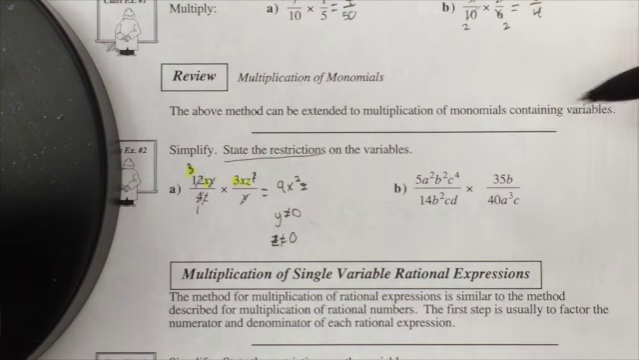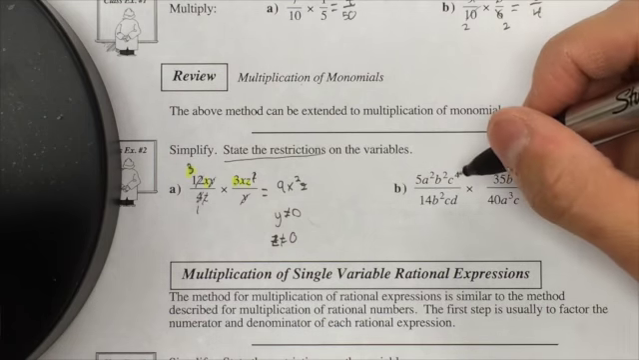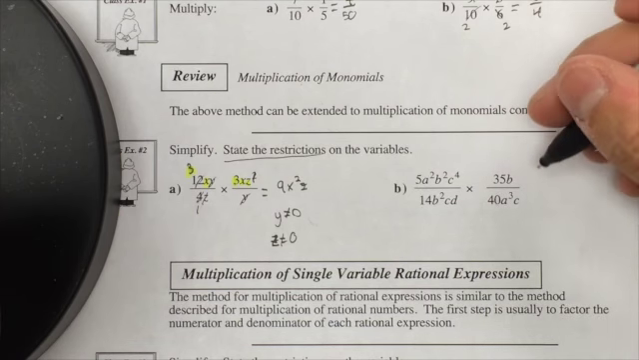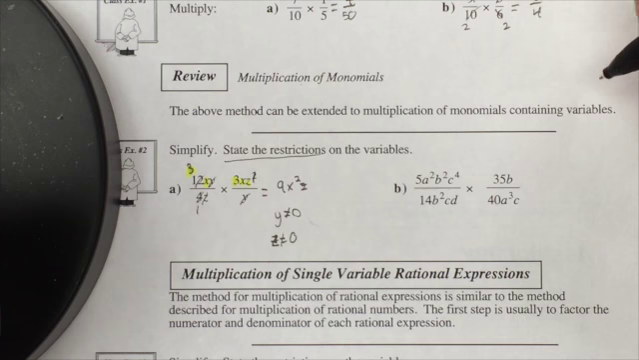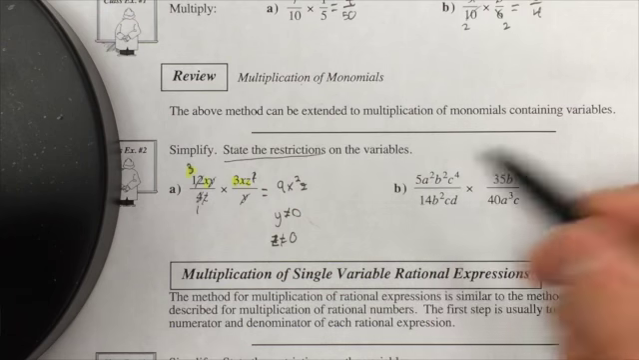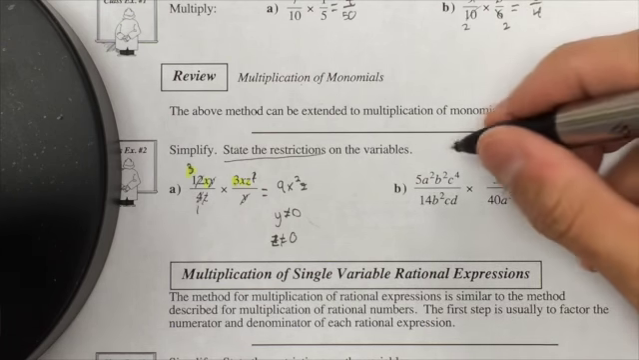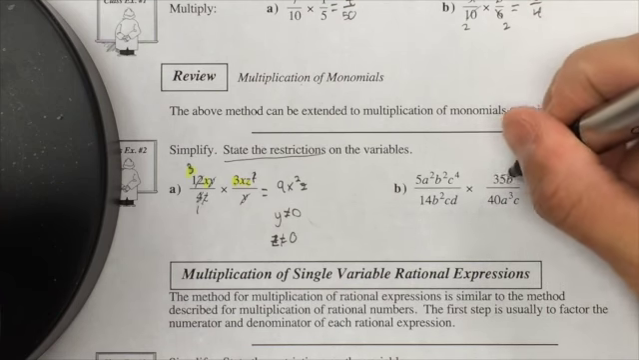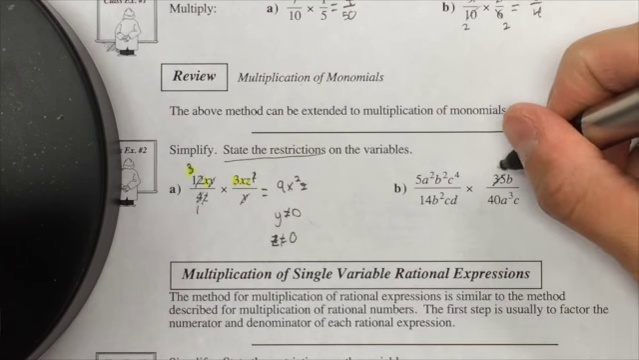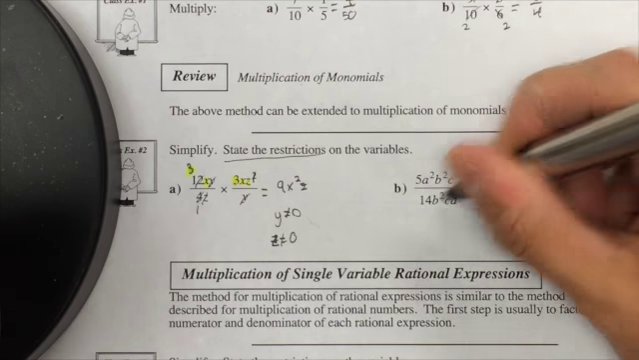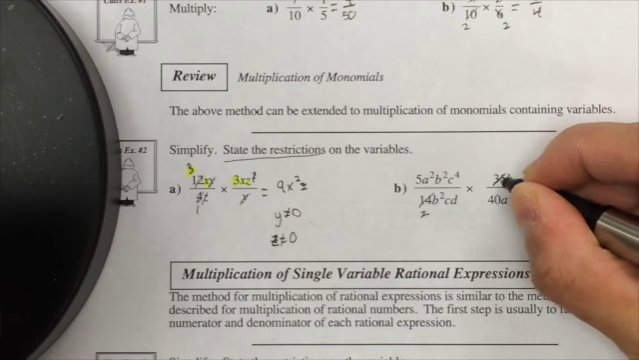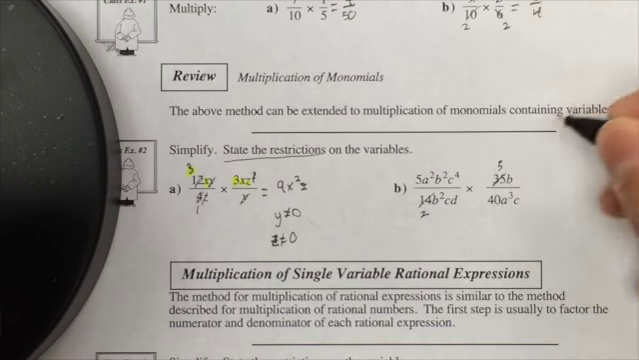Okay, so let's look at this next one. If I'm given 5a squared b squared c fourth over 14b squared cd times 35b over 40a cubed c, I'm going to begin by first starting with our coefficients. So if I have numbers that can go into both of these, I know that I have 7 that can go into these two. Let's do that first so I can get rid of this 14. So 7 goes into that twice and goes into 35 5 times.